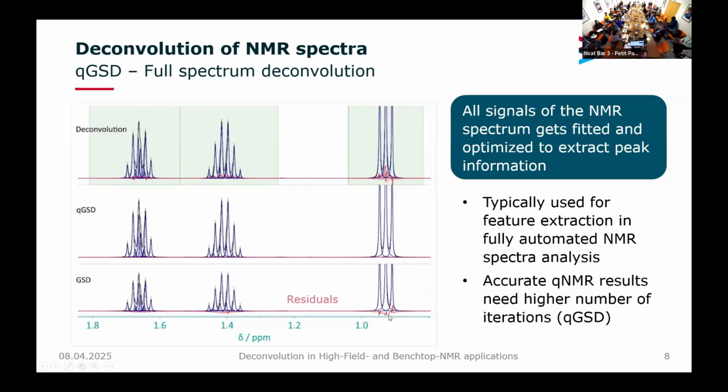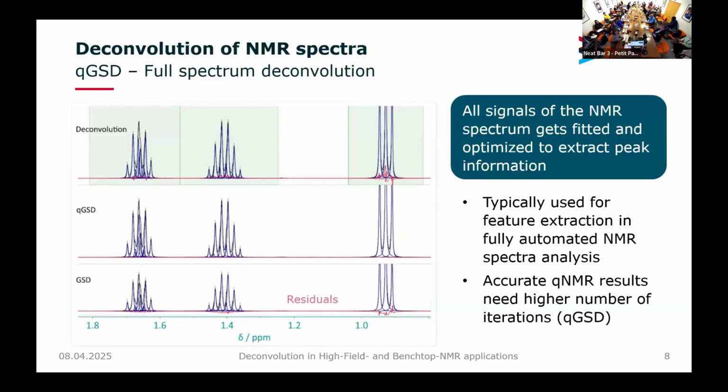You can see some very high residuals here, and this, of course, leads to problems when you want to use it for an accurate qNMR result. So they found out that people are interested in using this also for quantitative results, and they implemented something like qGSD, which uses multiple iterations. For extracting the peak features you don't need this precision, but if you want a more quantitative result, you should spend a little more time and computational effort to optimize the signal, because this is basically just an optimization problem to get accurate signal areas. And this really improved it.